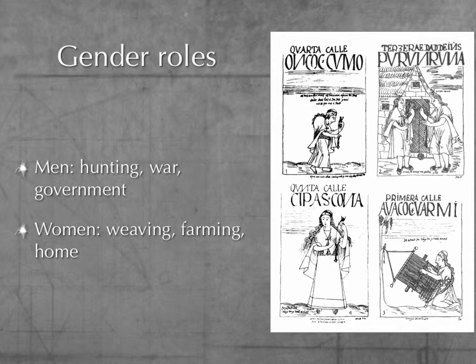Gender roles. It's going to sound fairly familiar. Men were for hunting, warfare, and government; women for weaving, farming, and home. So you'll notice there was that sort of gender division. You can see some of that illustrated here with the different tasks that women are doing and the amount of their time that was devoted to weaving in particular. The woman on the top left and the woman next to her are spinning. They're making a cord, and then the woman on the bottom right is actually weaving it.